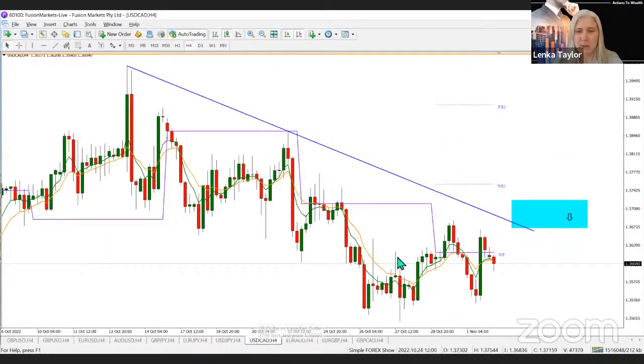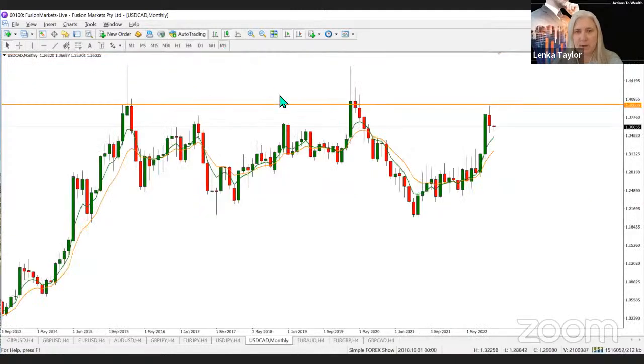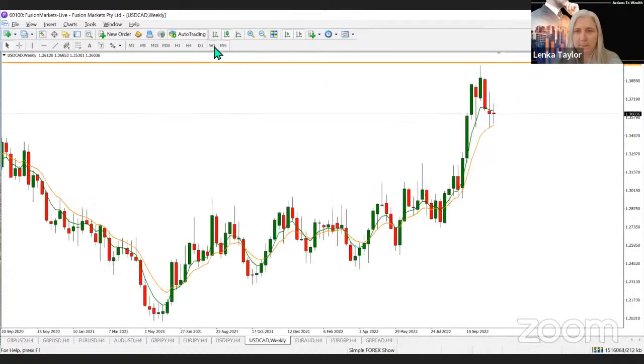Next currency pair I'm looking at is USD/CAD. And for USD/CAD, I'm looking for short opportunities. So here we are at the level of previous resistance. We haven't quite broken out of it. So there is a chance that the price might still go up and break above it and then come back. But if not, then looking for short opportunities from where we are here.